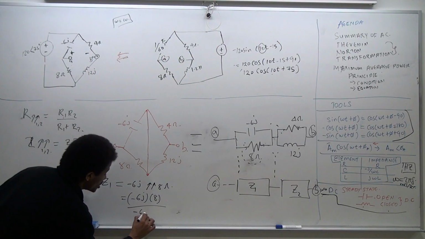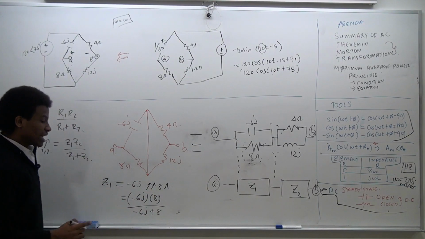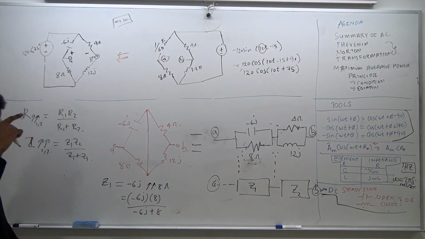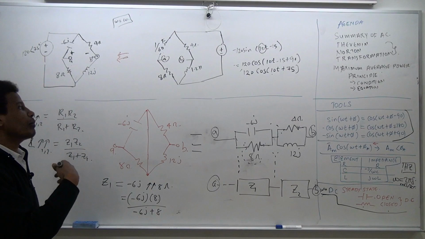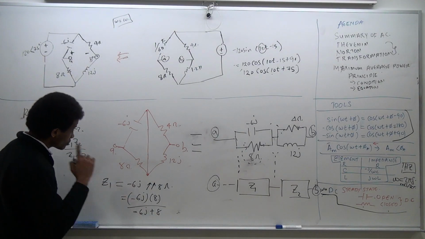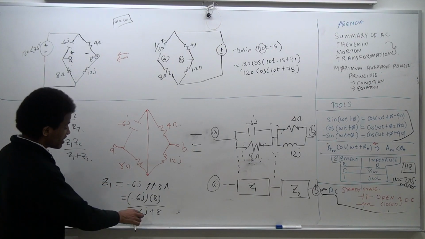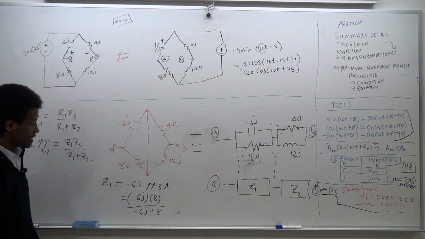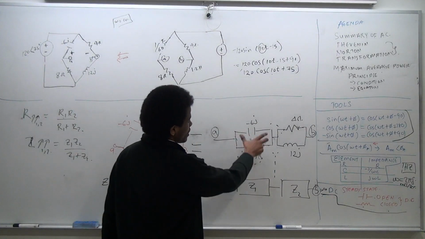So -6j plus 8. You realize that unlike the resistance that you dealt with in the DC case, where the resistances were all assumed to be positive values, here we're allowed to have a negative. Don't, in your mind, interfere with the problem and get rid of the negative. Leave the negative as is. This means something. And that's actually the right impedance of this component right here.